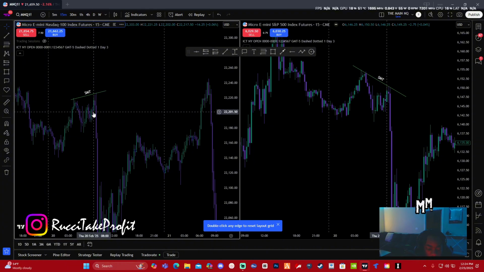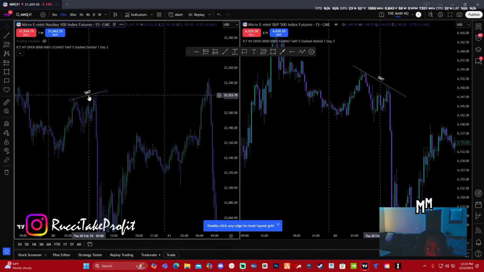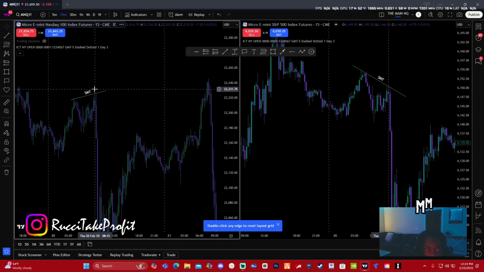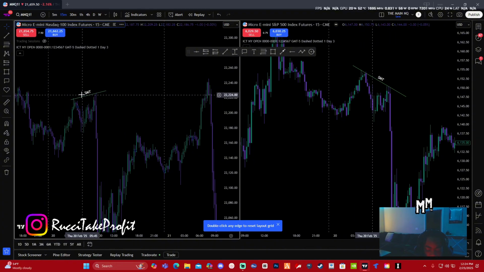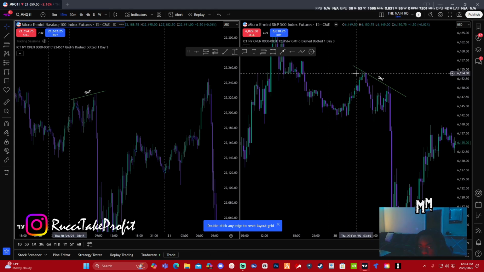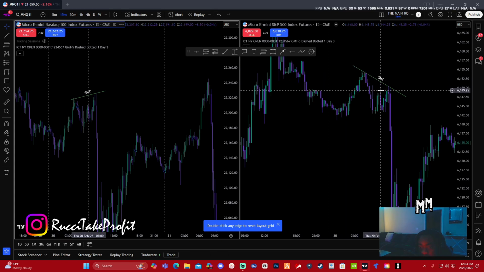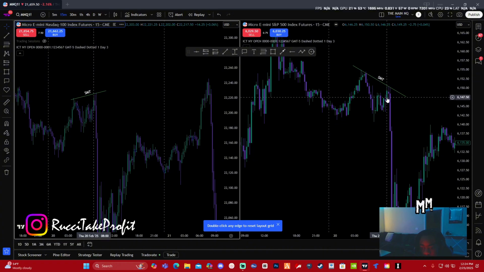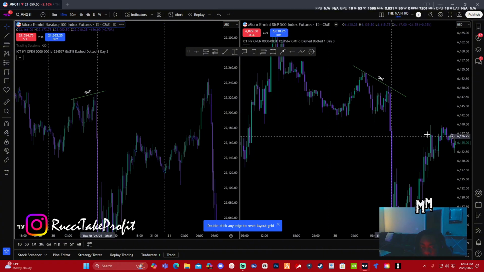Probably wouldn't have caught this in real time. But you can see how price created a higher high. Well, it wicked higher on the NASDAQ, and then on the S&P, it was going down. This was a big drop the day before.